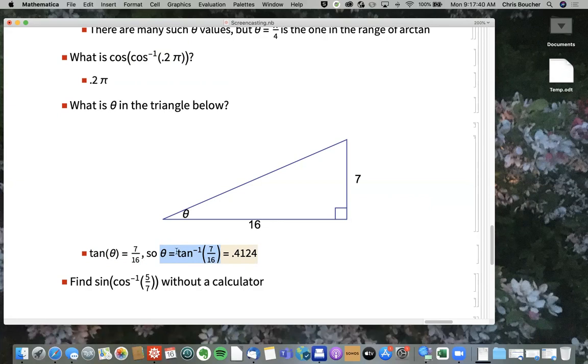But recall that the domain of tan inverse was all real numbers. So we actually don't have to worry about that here. And so I wind up with the tan inverse of 7 over 16. We can do this on a calculator.